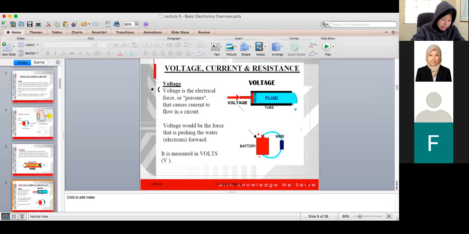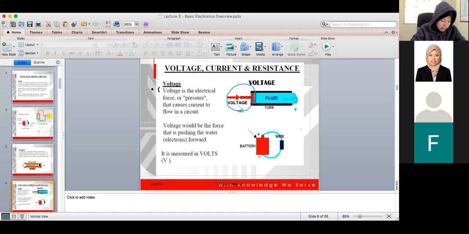So kalau you bayangkan sebuah piston, okay, macam bila you nak makan ubat kan, masa kecil-kecil guna picagari kan. So basically bila you push the piston, the picagari you push guna dia punya penolak tu, to push the fluid out of the picagari. So the force tu adalah voltage. Alright. So voltage would be the force that is pushing the water forward.